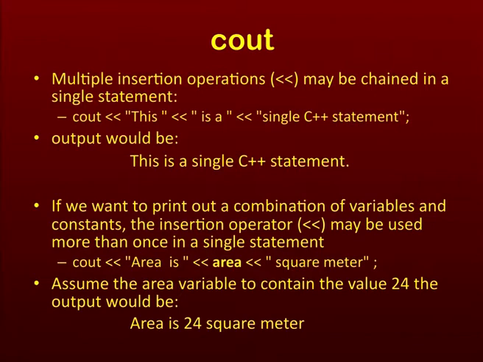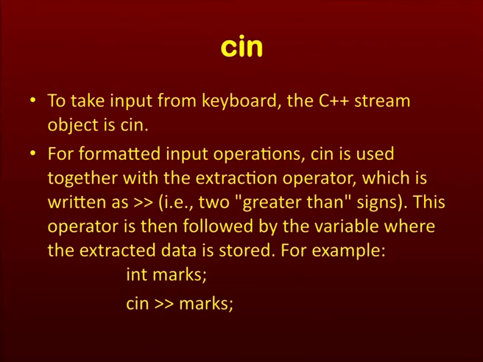There is a requirement of inputting the data also. This is cout we have just discussed. Now, cin is the statement which is used for taking the input from the keyboard. The stream object is cin.